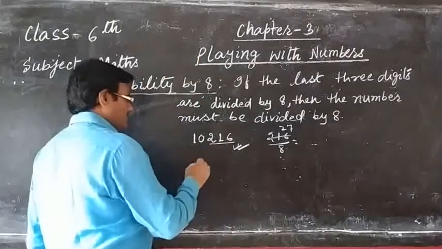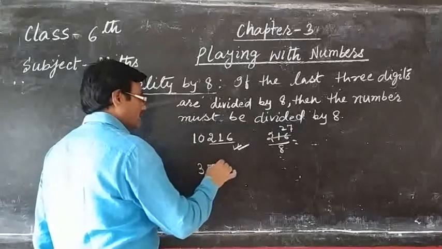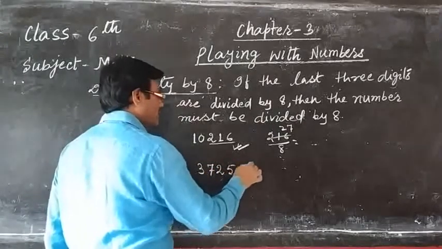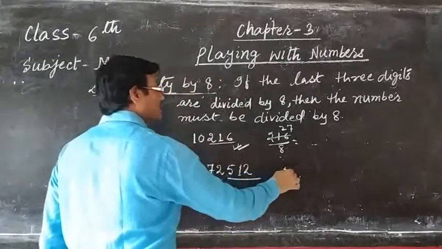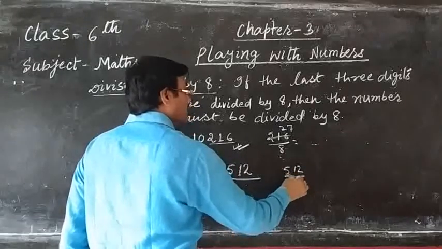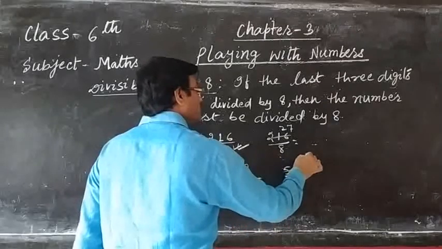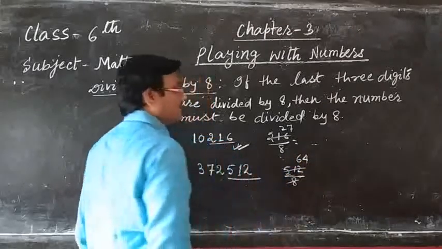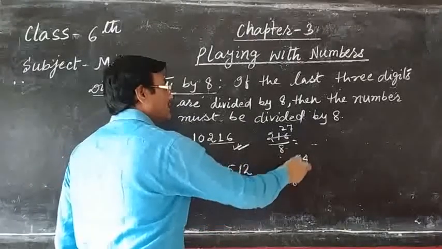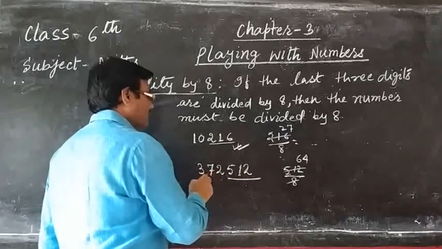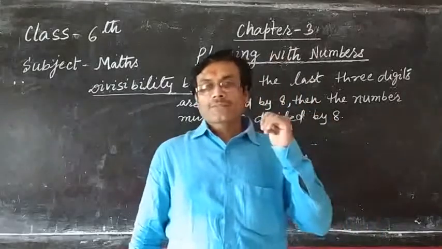Now another number I am taking: 3,32,512. So here we check the last 3 digits, 512. So we divide by 8. 8 sixes are 48, remainder 3, 32 and 8 fours are 32, means 64. So it shows that 512 is divisible by 8, 64 times. So the number 3,32,512 can also be divided by 8.